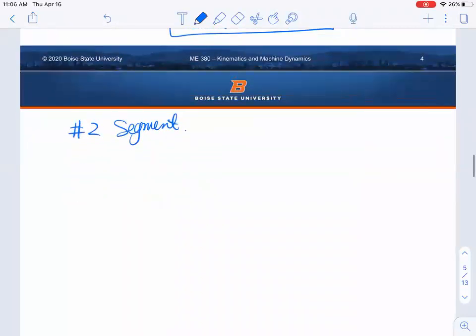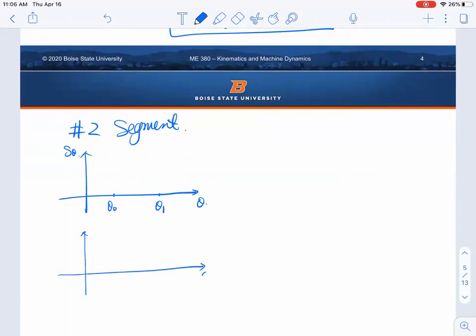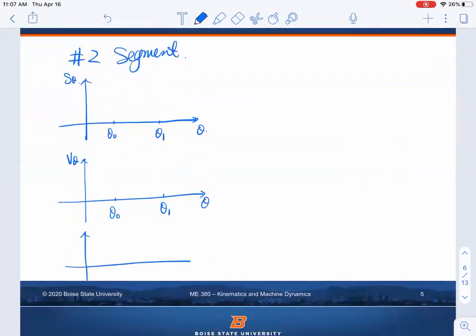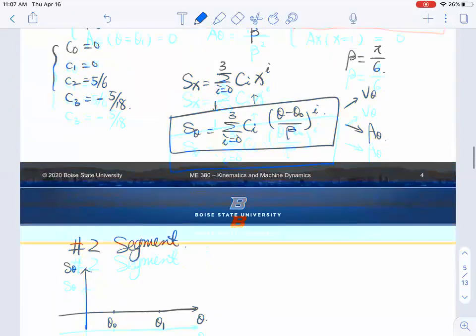So again, nothing special, just copy and paste. We know it's starting from theta, and then it's from theta naught to theta 1. And then that's your S theta. And then that's your V theta, theta naught to theta 1. And then you have your A theta, theta 1, theta naught. Then we need to find out what we already know.